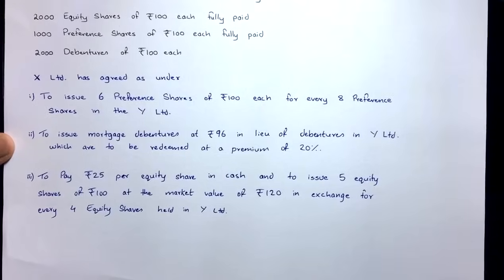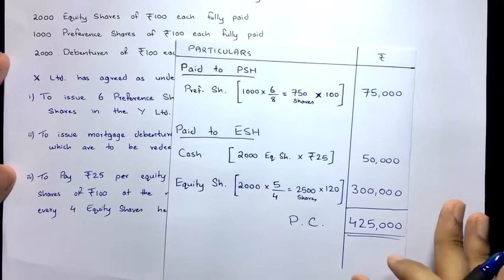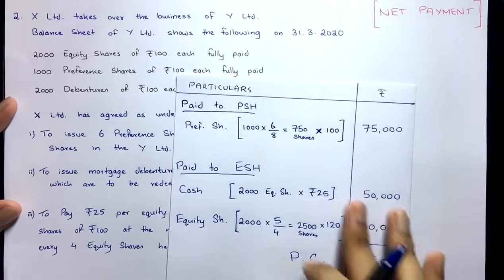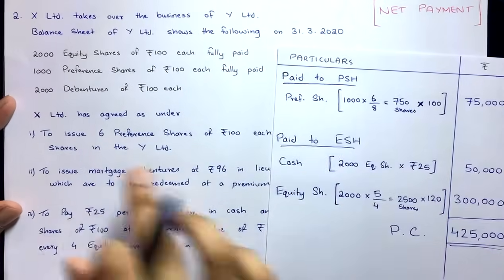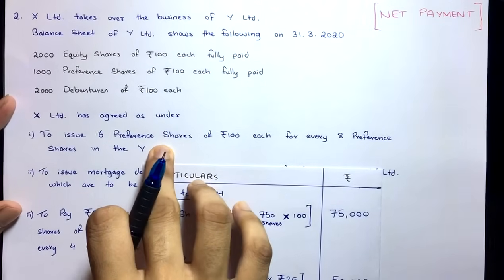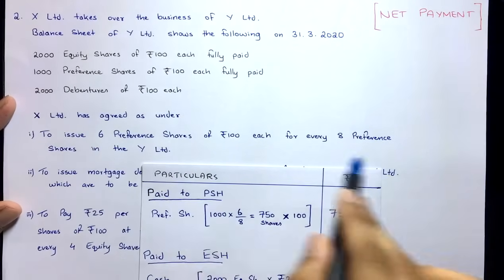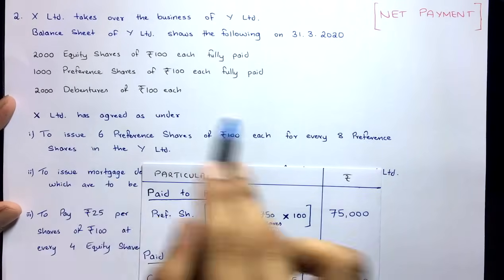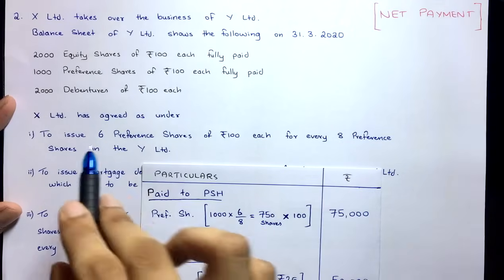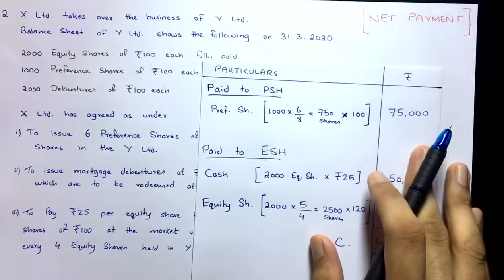So now let's solve the problem. It's very simple. First, how you start: the net payment method, what is given to the owners of the company, take that. In the first point they are talking about something given to preference shareholders. Preference shares are given, but we don't know the exact number of shares. We have only the ratio, 6 for every 8. So how to do this?